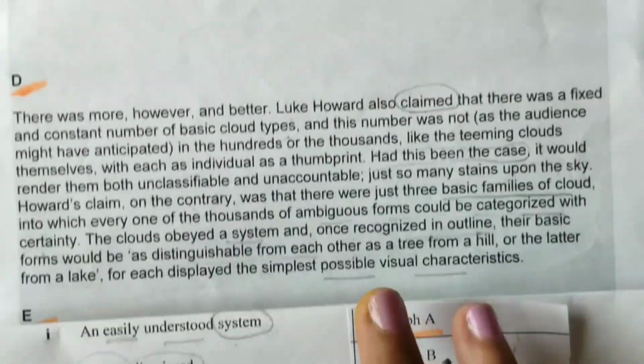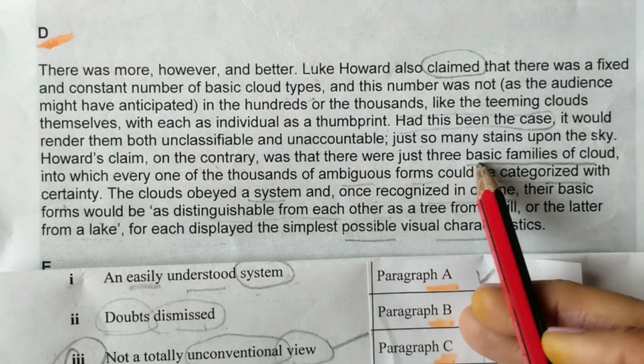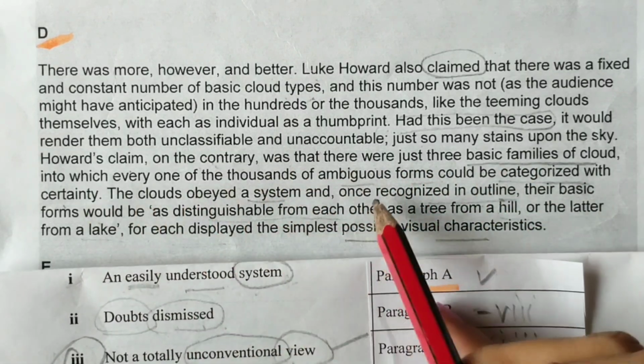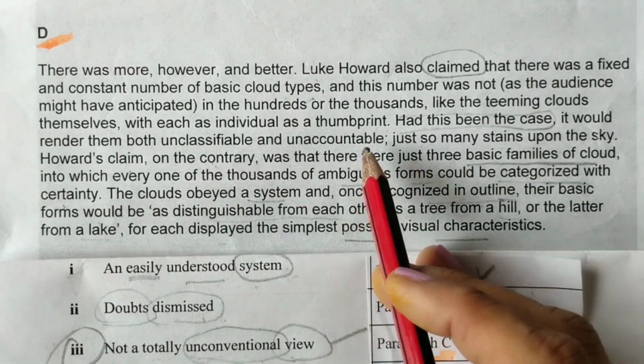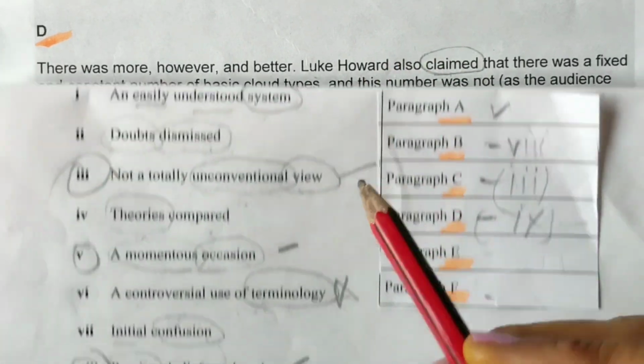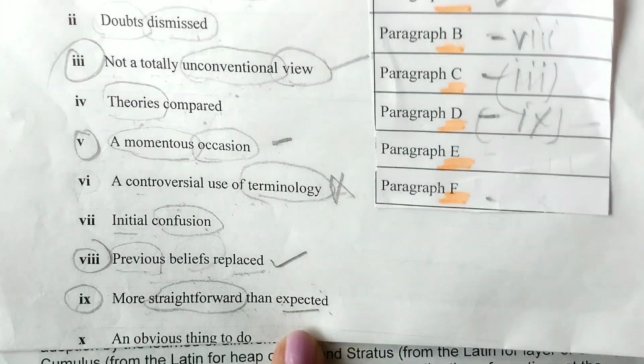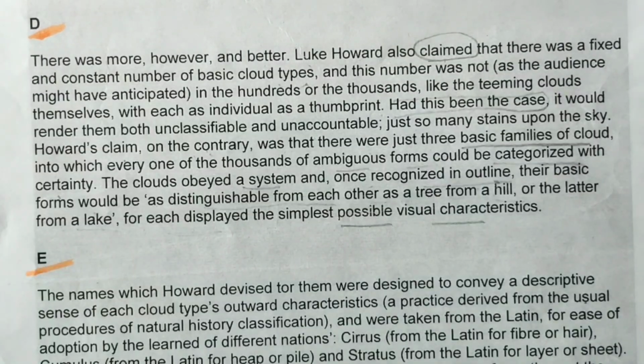Okay, so because here this person is saying there were just three basic families of clouds. So you can read it and you can try to match the answer. You can also tell me on what basis you have selected this answer or any other answer in the comment section. Now E paragraph, let's go.